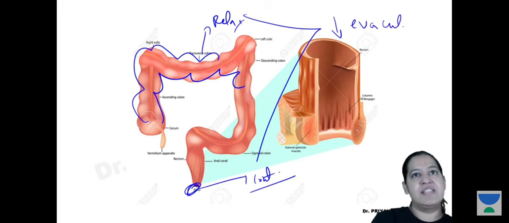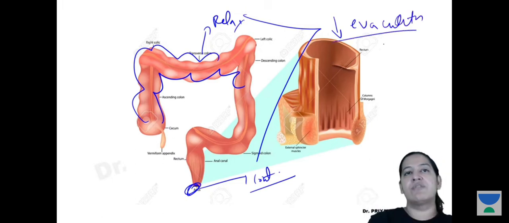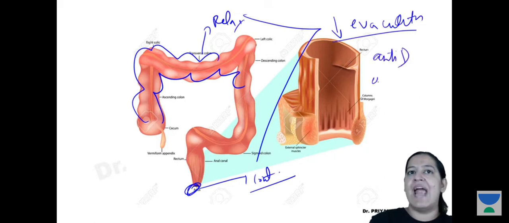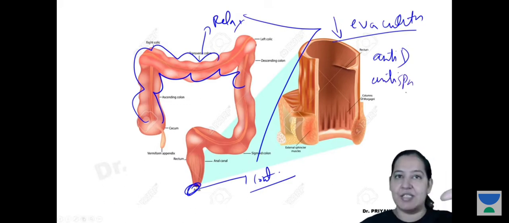Combining both of them, these drugs decrease the evacuation of feces. So they are used as anti-diarrheal and they are used as anti-spasmodic. So two properties are utilized based on this.